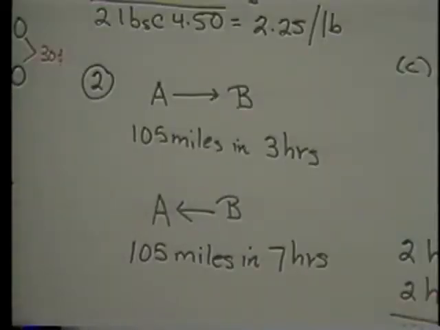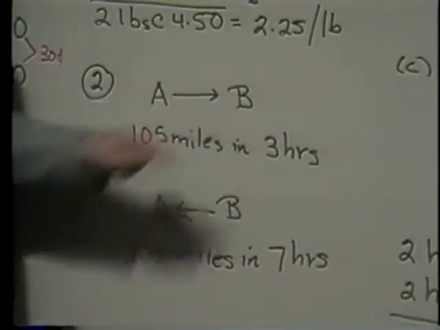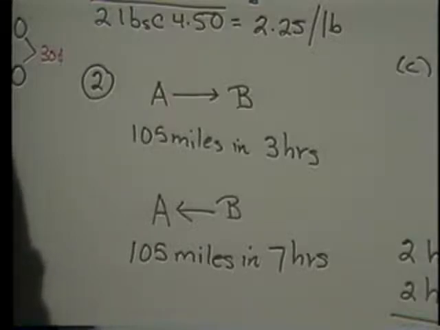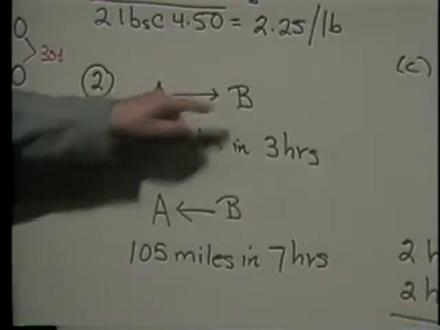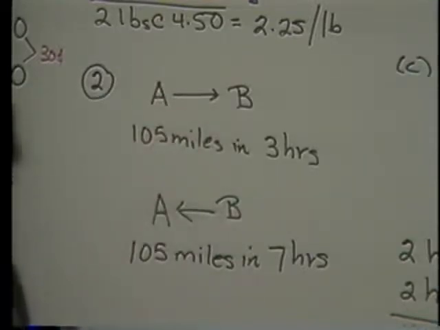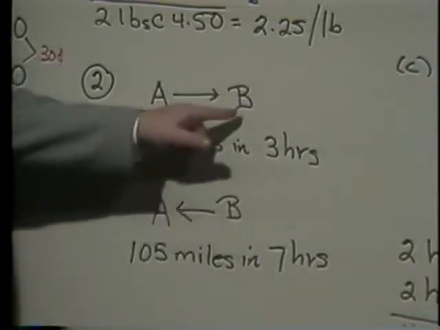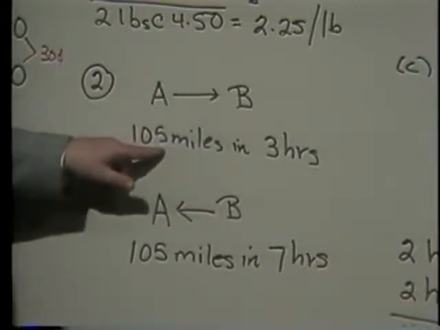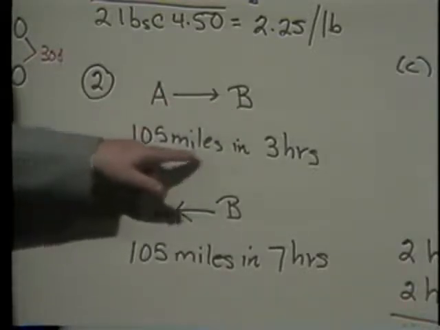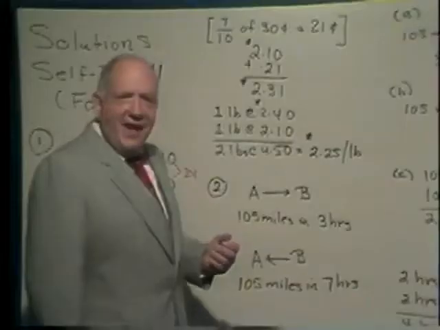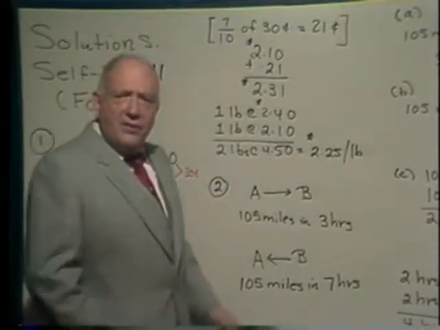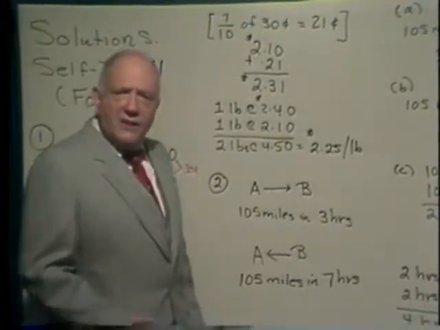See, in the second problem, I tell you there are two towns, A and B, that are 105 miles apart. And the information I give you is that in going from A to B, you take 3 hours. And in going from B to A, you take 7 hours. That may not seem like a very realistic speed for 105 miles. That's one of the problems with averages. For example, is it possible that your car broke down and it took 4 hours to fix? Then you drove very carefully to make sure it was fixed correctly.